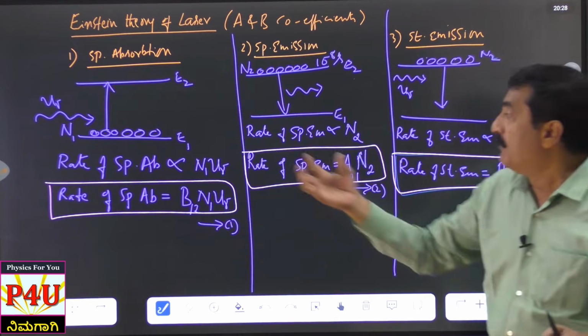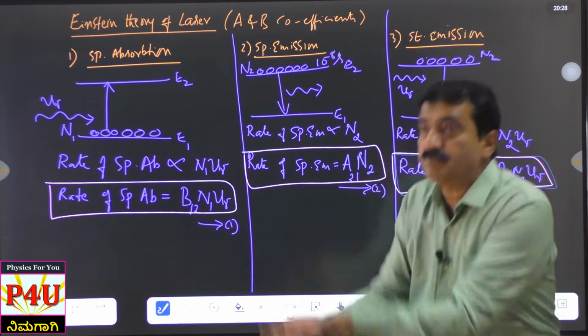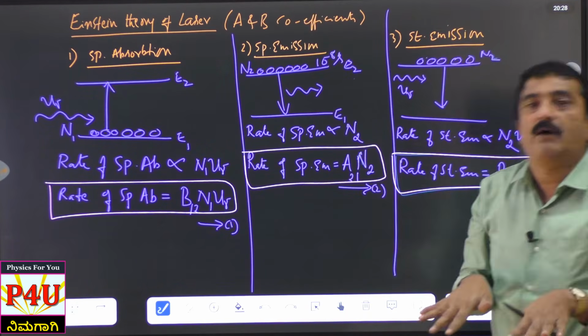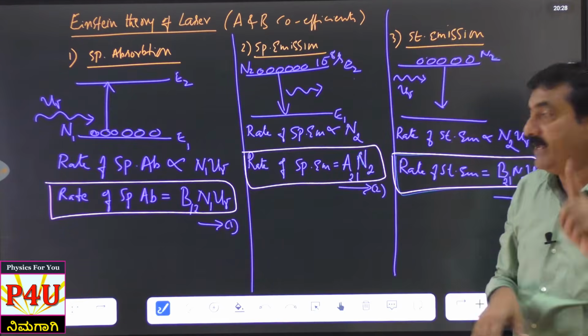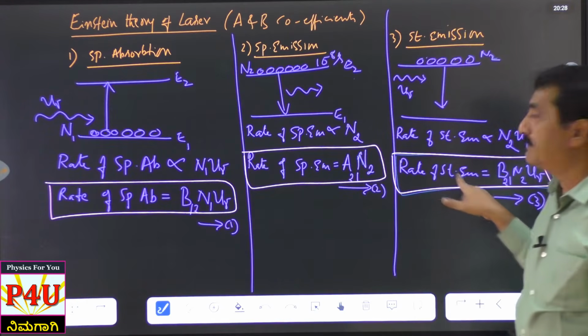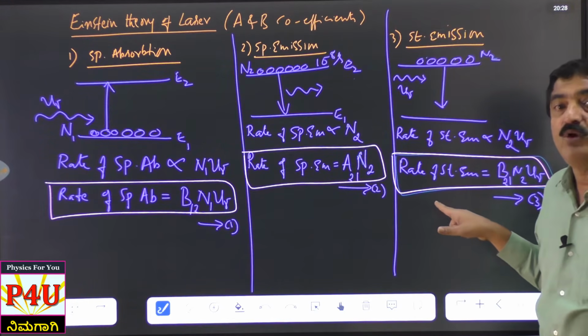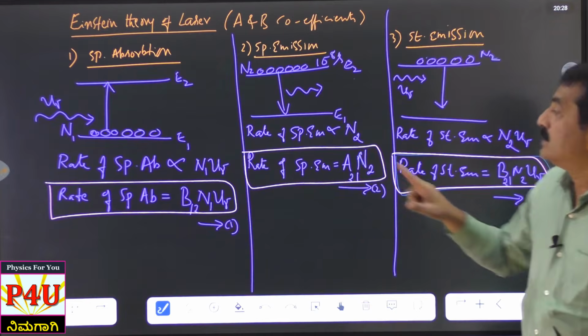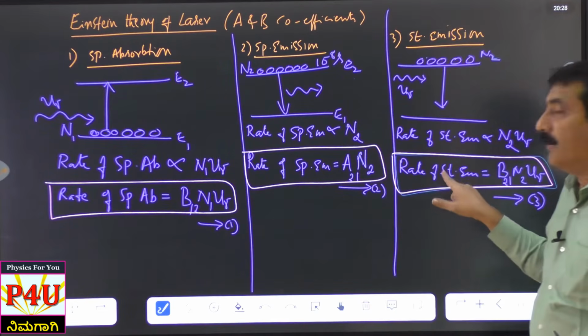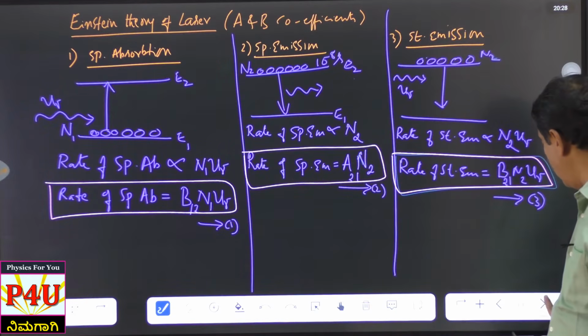In total, whatever is absorbed, whatever atoms you send upward, they have to come back. They have to come back. That means this is equal to this plus this. Got it? This is what is called the equilibrium condition. So absorption is equal to spontaneous emission plus stimulated emission.